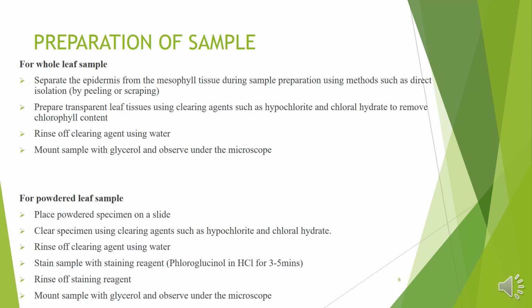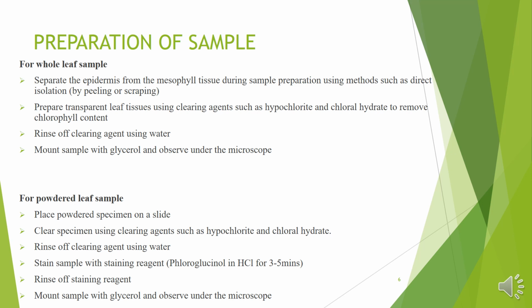So if it's a whole leaf sample that you have, you want to separate the epidermis from the mesophyll tissue using either the peeling method or scraping. By peeling, you peel off the epidermal layer. For some plants, it's very easy to do. For example, in Bryophyllum pinnatum, it's actually easy to peel out the upper epidermis. But for some plants, you will have to scrape.